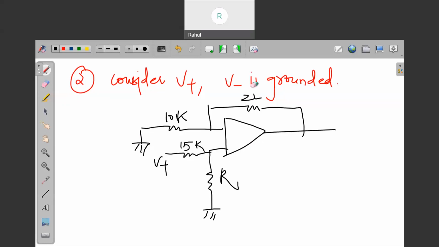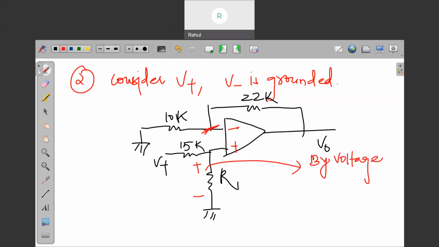Let me erase this 22 properly. Let me write, this is 22K. Now V naught. So V plus upon, you have to find V naught by V plus first. So you need to apply the voltage division here, so that you could find it, because from the virtual short, these two voltages will be the same. So what is it by the voltage division rule?